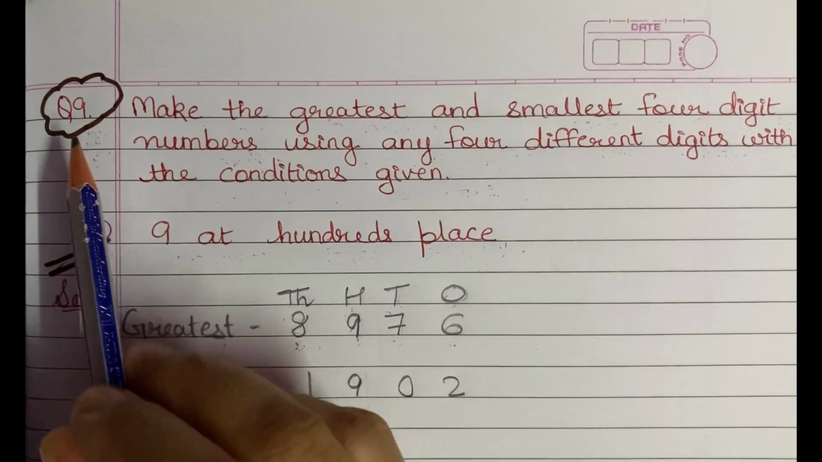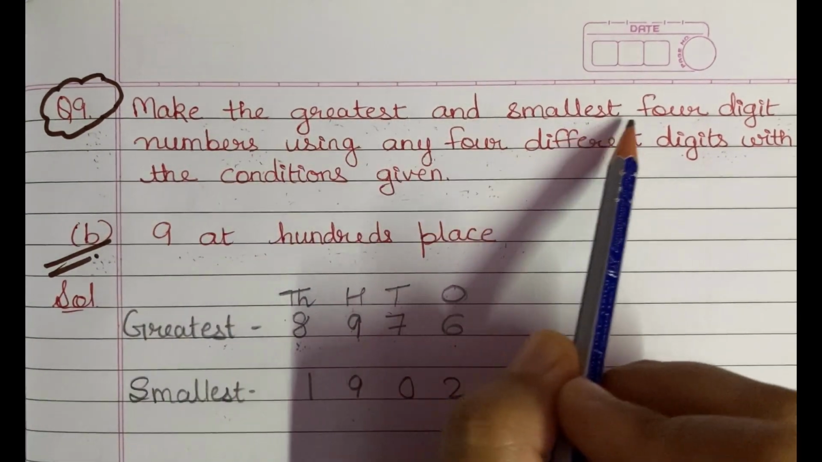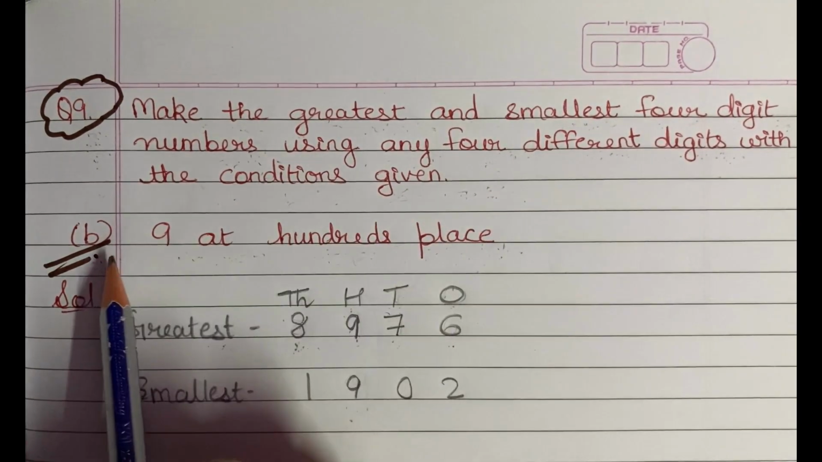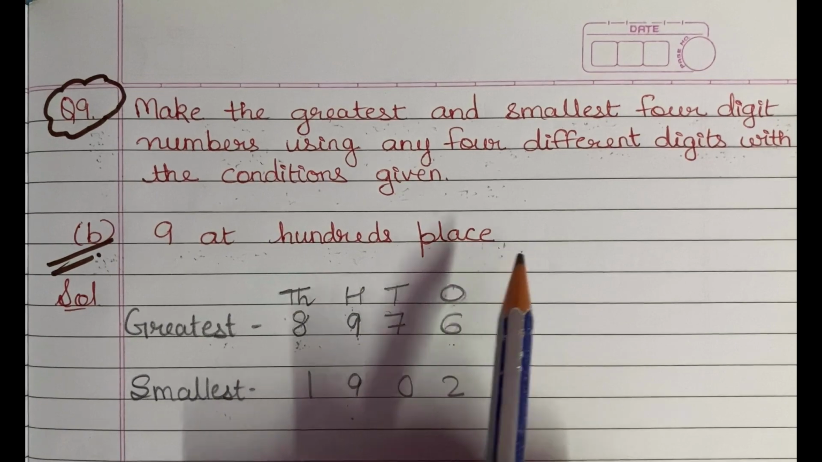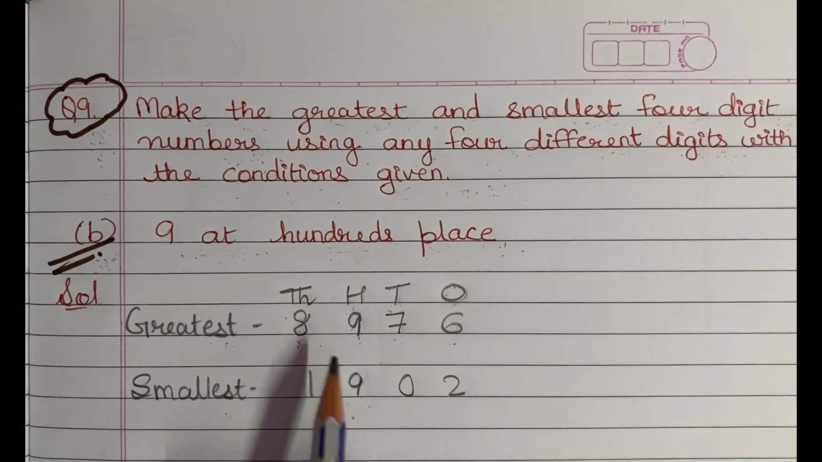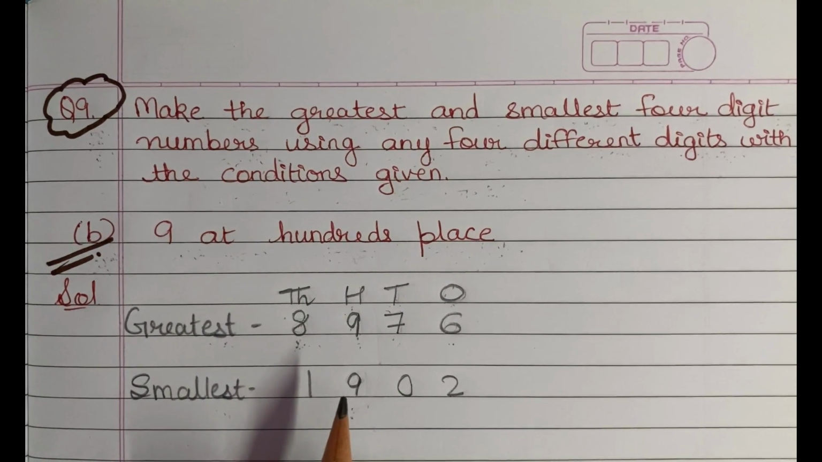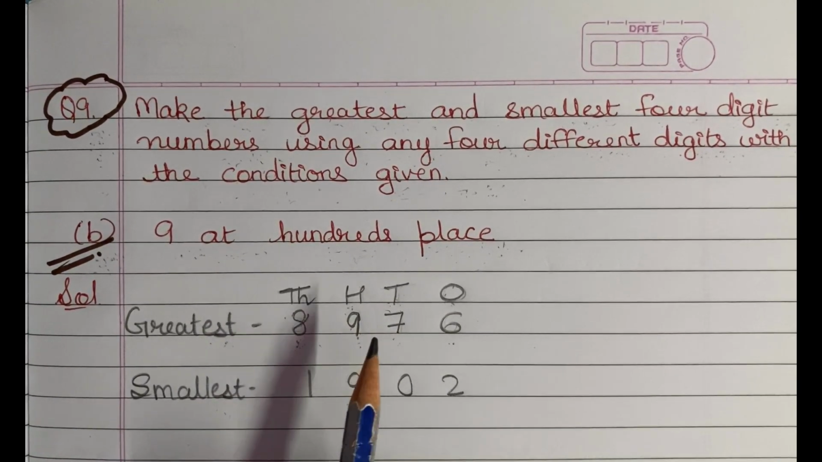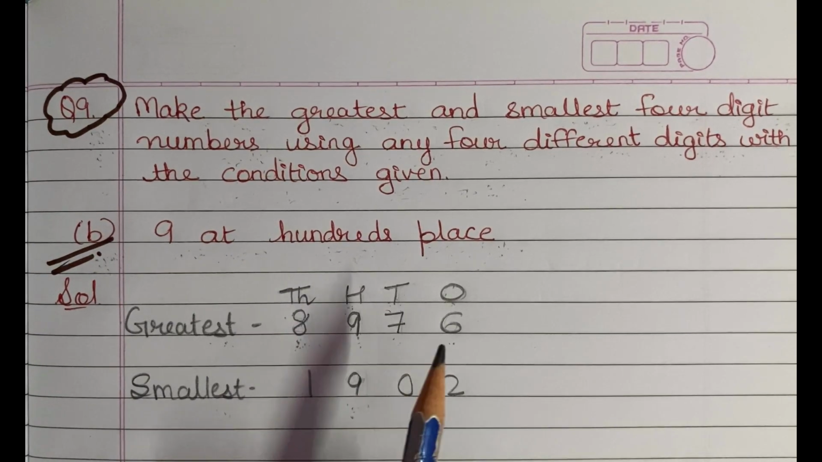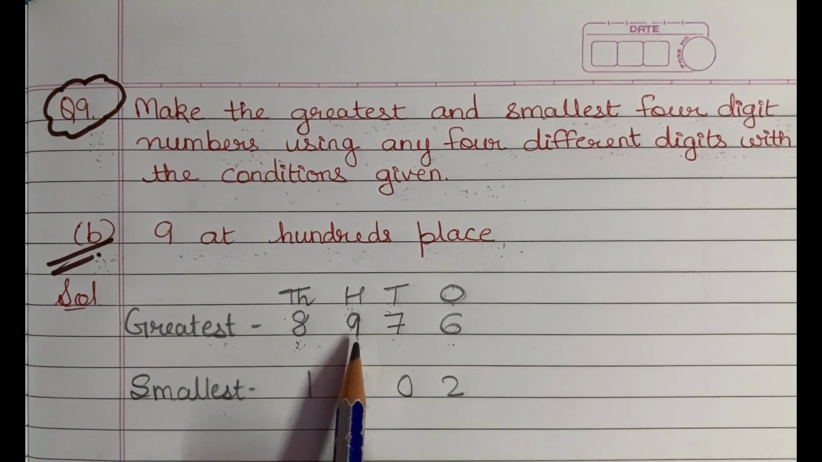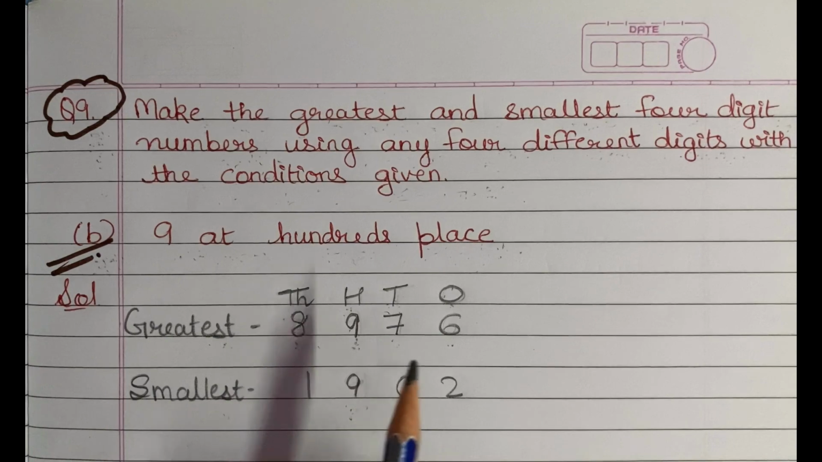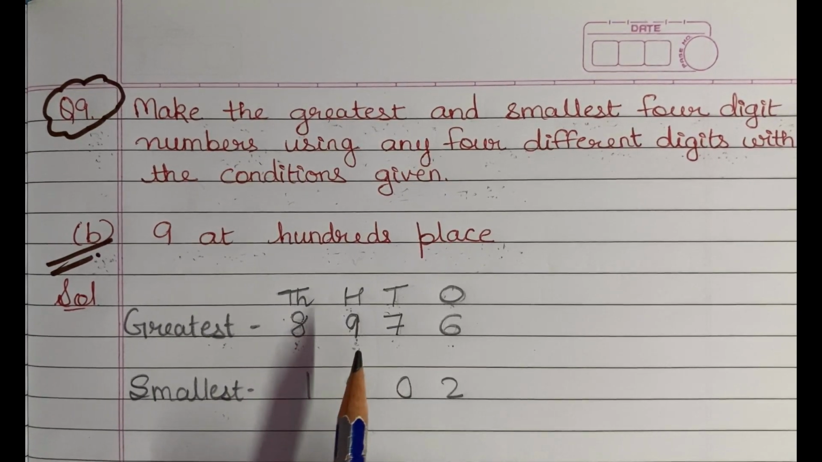Next is question number 9, and question number 9 says that make the greatest and smallest 4-digit numbers using any 4 different digits with the conditions given, and B part says that 9 at hundreds place. Now students, it is given that the digit 9 is at hundreds place. Since we have to form a 4-digit number, there will be digits at its ones, tens, hundreds and thousands place. Now the digits which can be used to make any number are 0 to 9, and we already know that 9 is at hundreds place, so we are left with 0 to 8. Also 0 cannot be placed at the thousands place because we need a 4-digit number.